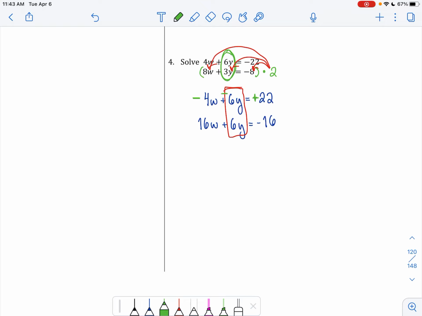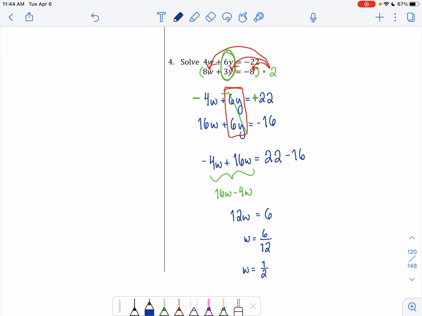Notice how then the 22 becomes positive. The y's will cancel out, and I end up with negative 4w plus 16w is equal to 22 minus 16. The reason I made that upper one the positive one is now we have positive. So negative 4w plus 16, that's the same. It's sometimes easier to have the positive one first. 16 minus 4. So that becomes 12w. 22 minus 16 is going to be 6. Divide both sides, we get 6 over 12, which means that w is equal to 1/2 as its simplified term.